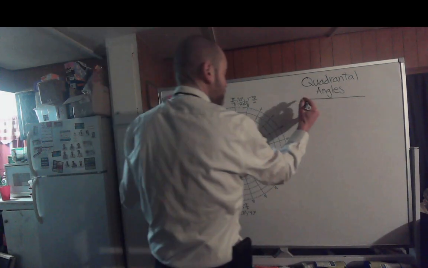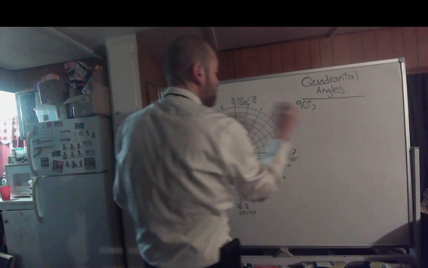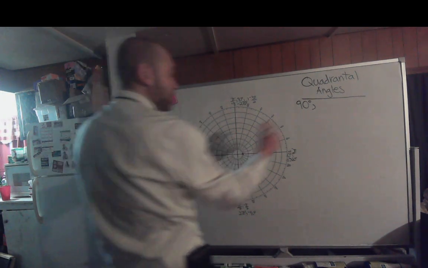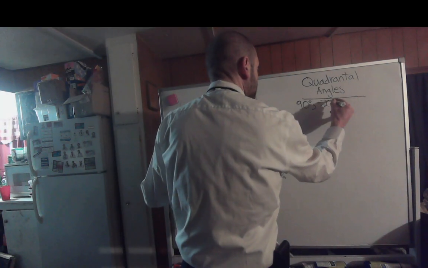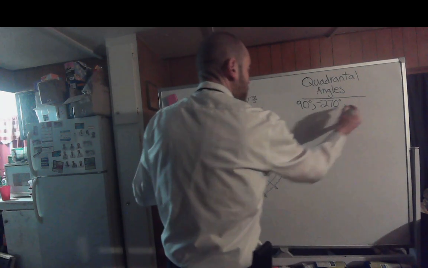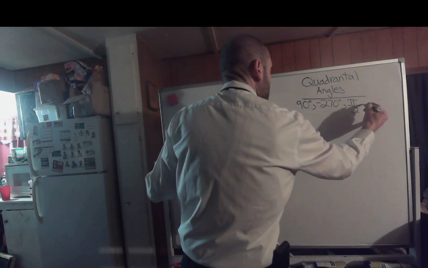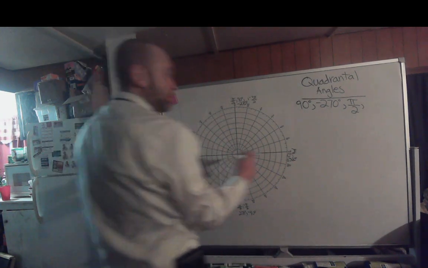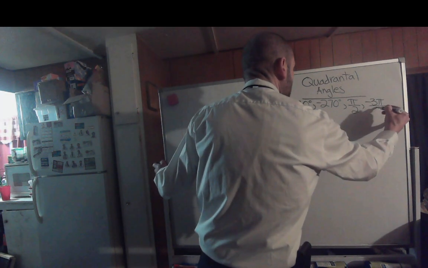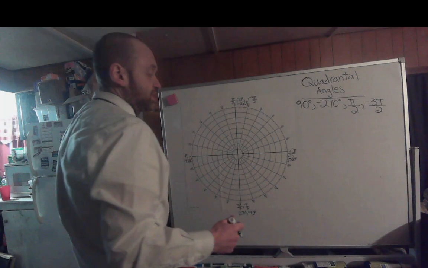So 90 degrees is the same, if you're going counterclockwise. If you were going clockwise, this is the exact same as negative 270 degrees. It would put you in the same position. Or in radians, 90 degrees is pi over 2 if you're going counterclockwise, the normal way. If you're going clockwise, it would be negative 3 pi over 2. Those are all the same identity for 90 degrees.